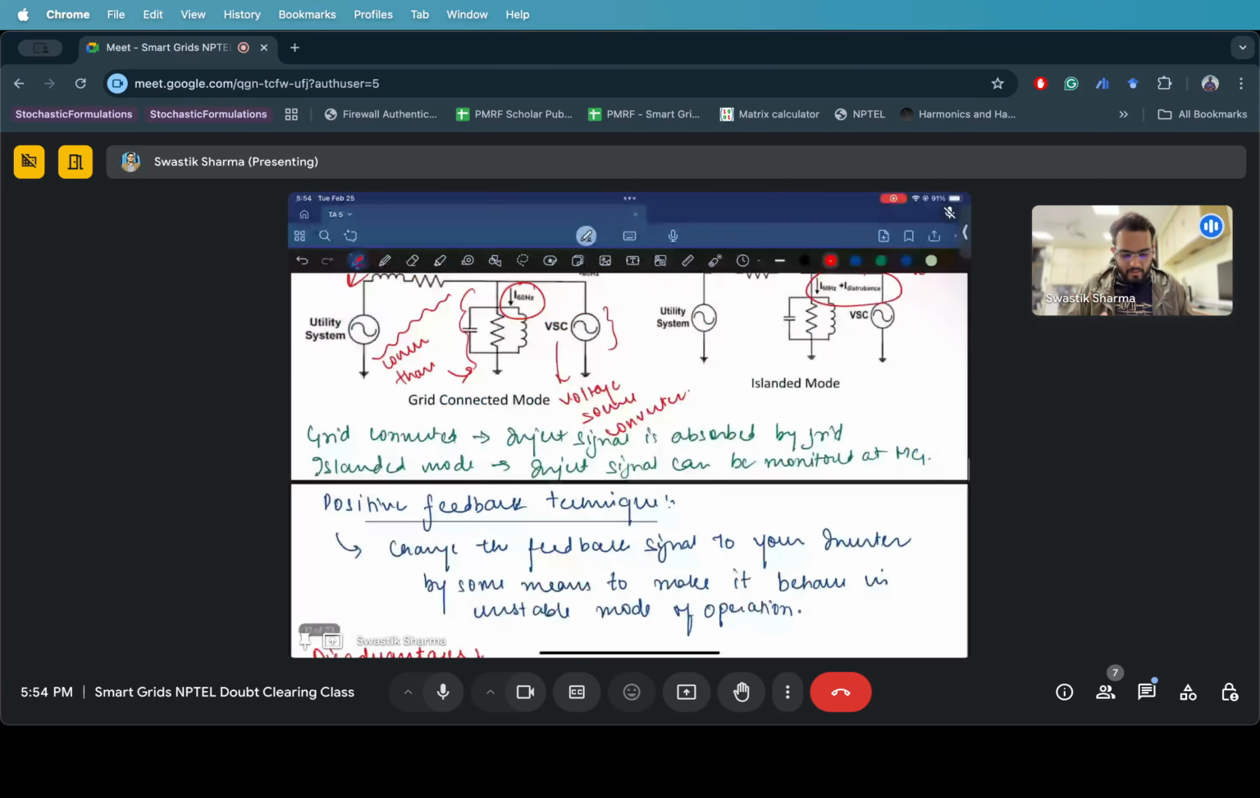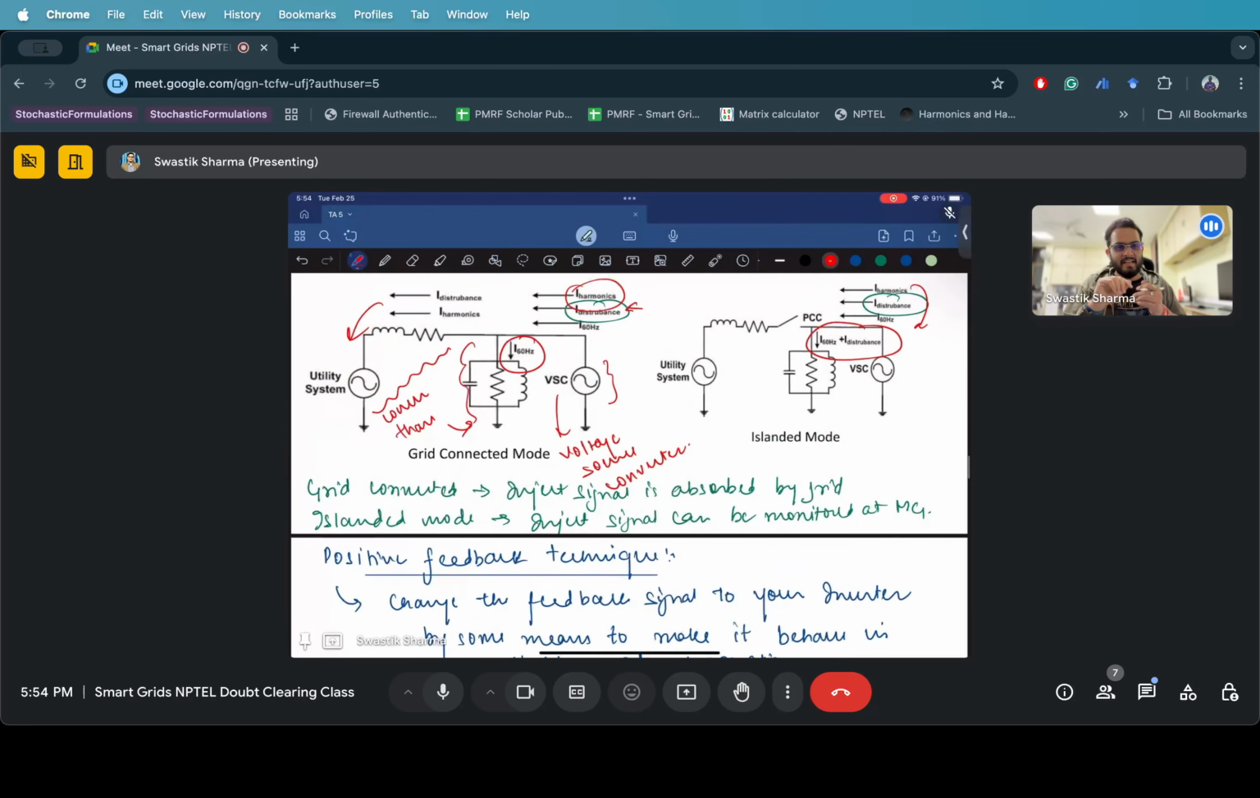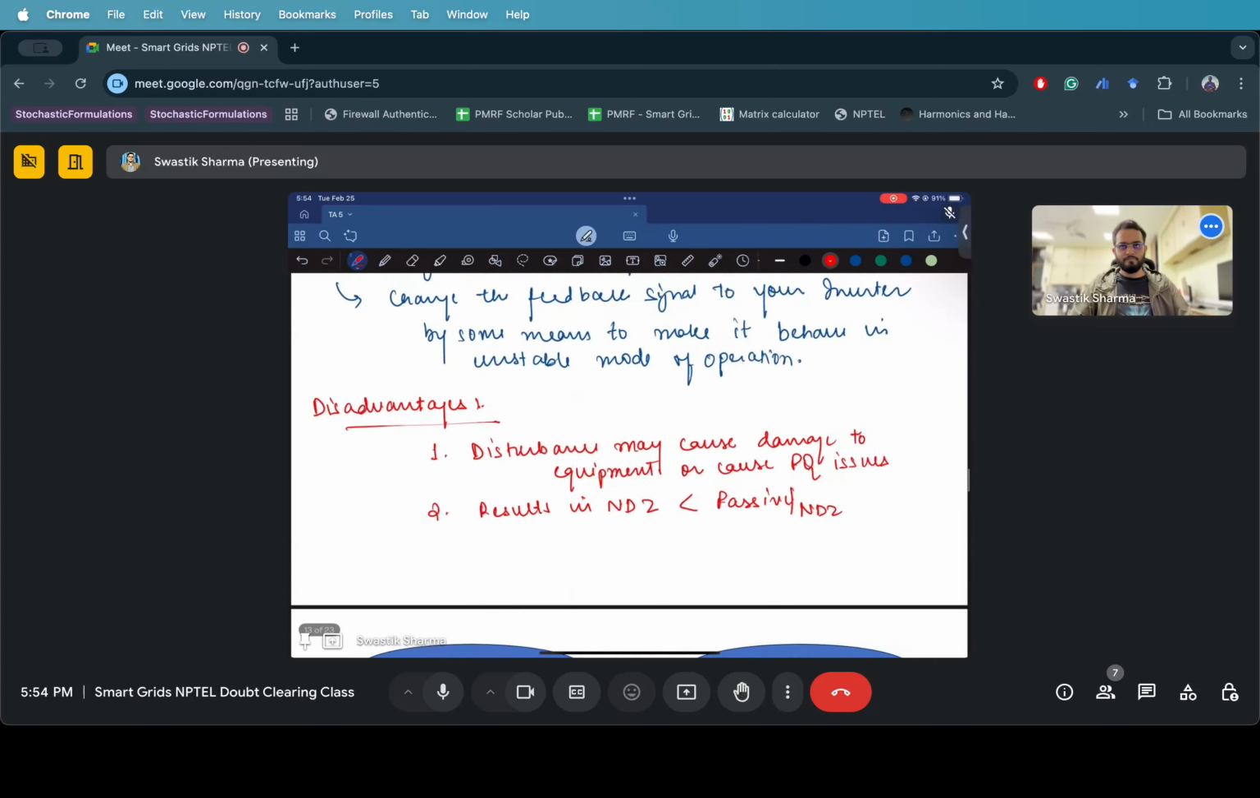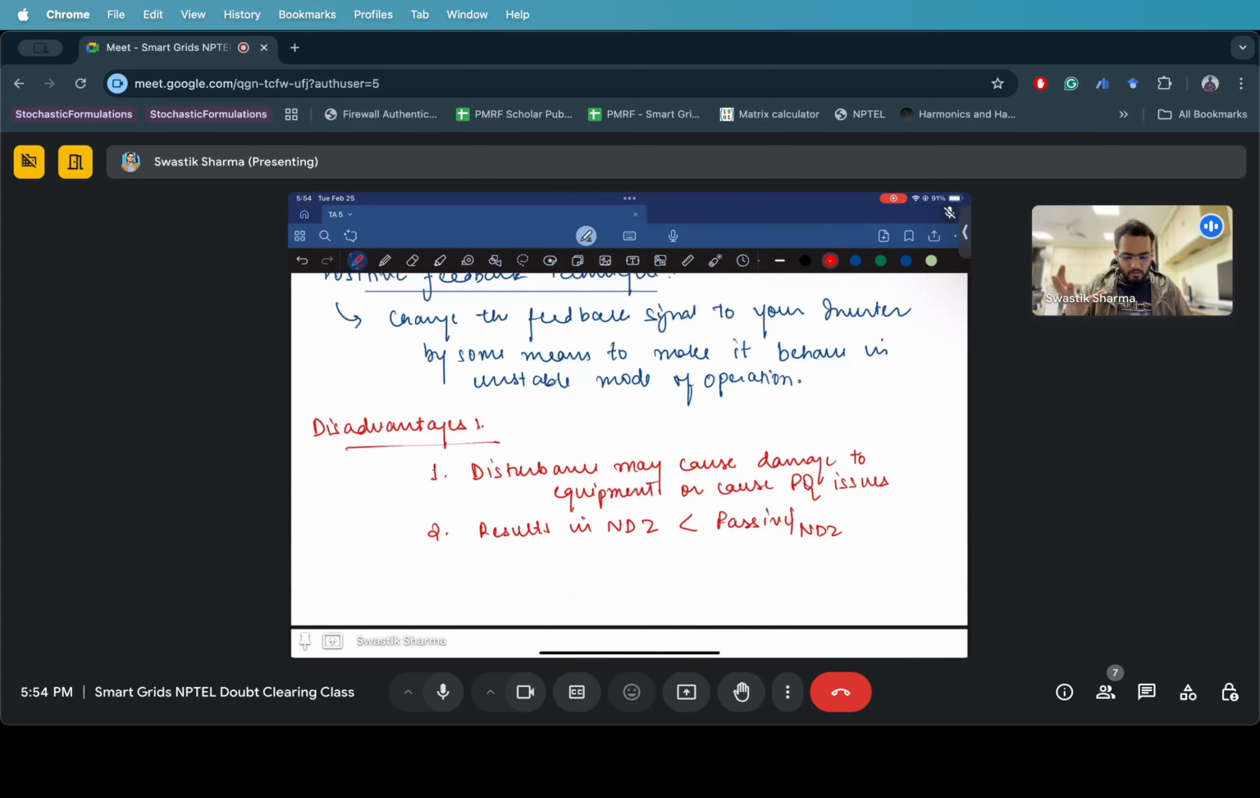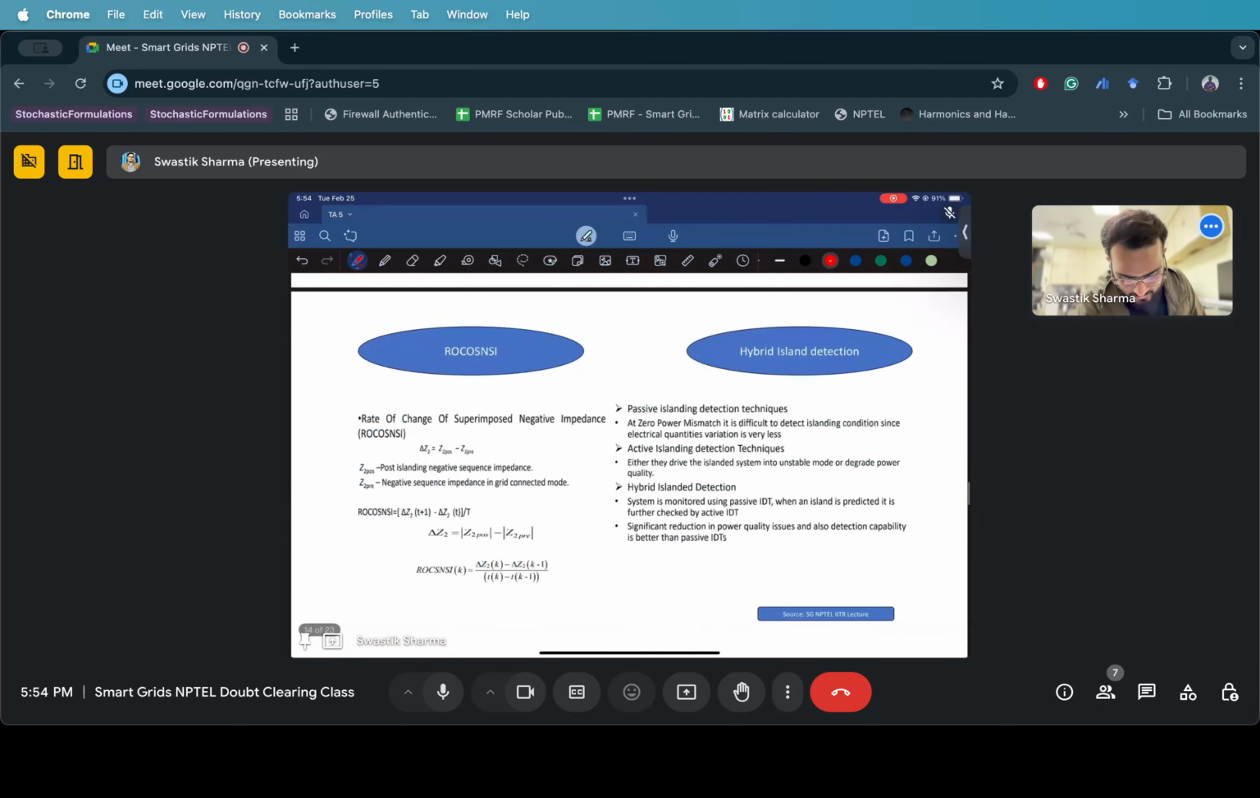Let's talk about how that can be. Let's say that you're injecting a disturbance which is very minute, right? It's dependent on the scale of the disturbance or the signal that you're injecting. Based on that, it can so happen that the system visualizes it like a normal mode of operation when it's not. So there is always a possibility of some non-detection zone, because the scale of the injected signal is not modulated. Right. So these are some disadvantages of your active islanding based techniques, right?